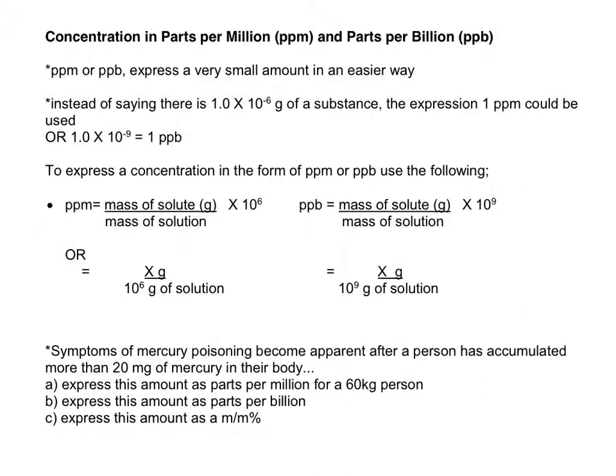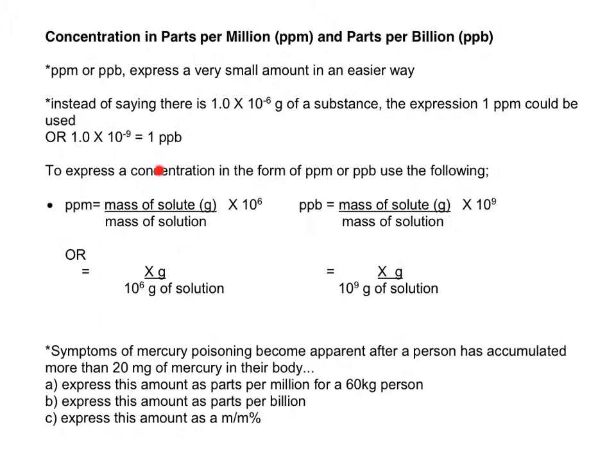So anytime we've got a 10 to the negative 6 situation, we're going to say that is parts per million. And if it's 10 to the negative 9, we're going to say that's parts per billion. So it's just replacing that 10 to the 6 or 10 to the 9, and making sure we understand what that actually means. So where does it come from?